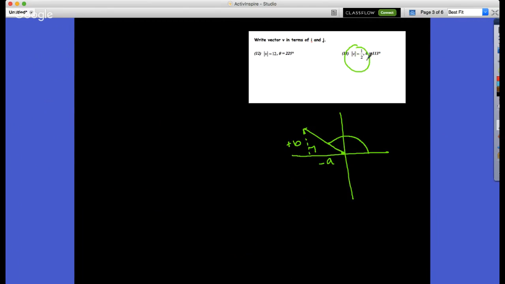Now, the V with 2 lines means the magnitude, which is 1/2, will be plugged in for my hypotenuse. So 1/2 is going to be plugged in right on that hypotenuse there. And since the 113 is here, we're trying to find what this angle is. Okay, so we can do 180 minus 113 to get 67 as our angle that's there. So this angle right on that side would be 67.